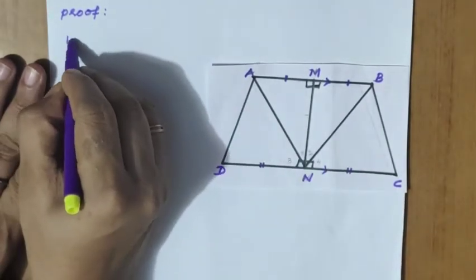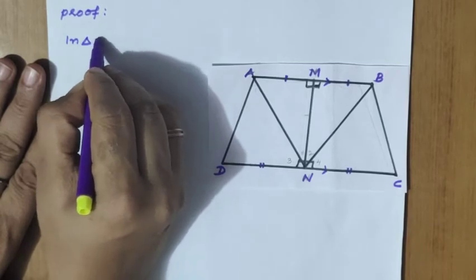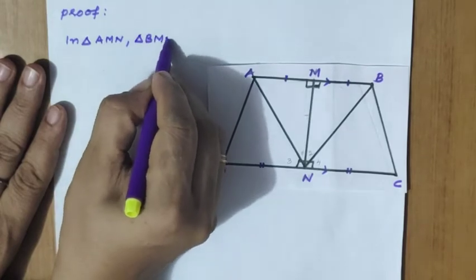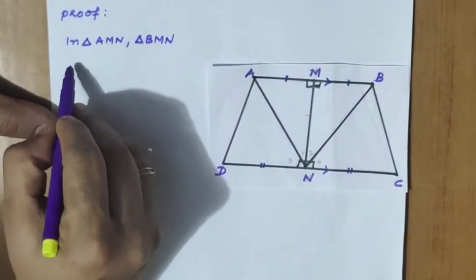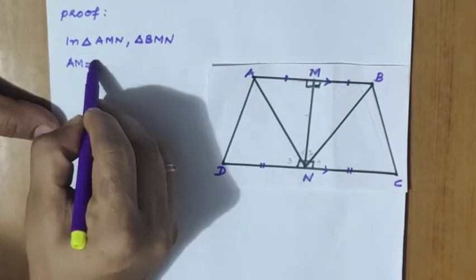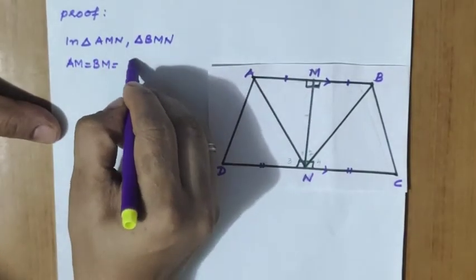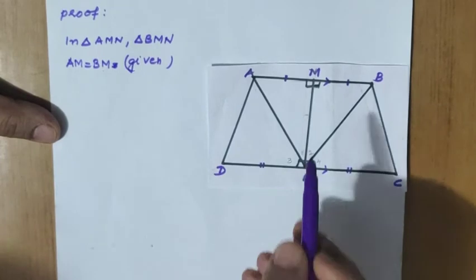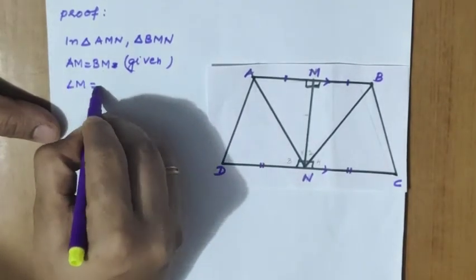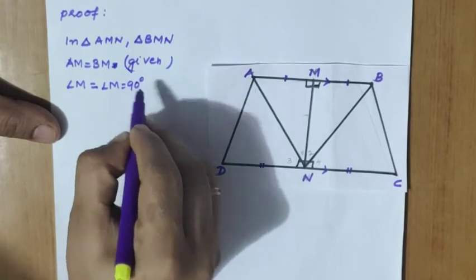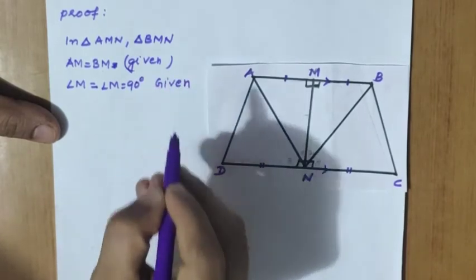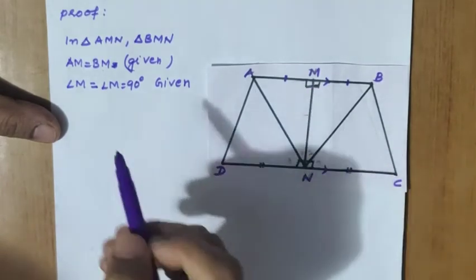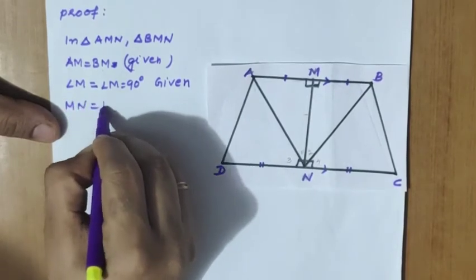So let us write that in triangle AMN and triangle BMN, AM equal to BM because M is the midpoint, so we can write given. Now what about angle M? Angle M equal to 90, that is also given. Now we got first side and the angle 90 degree. One more side we need, that is MN. So MN equal to MN, common.